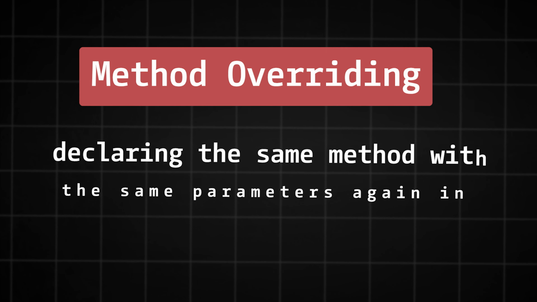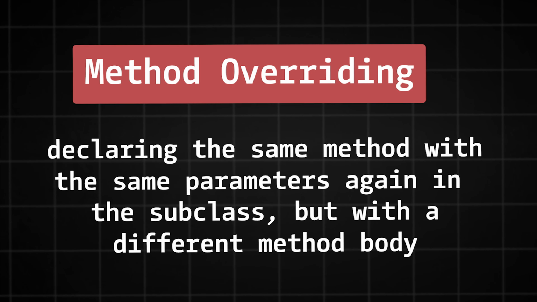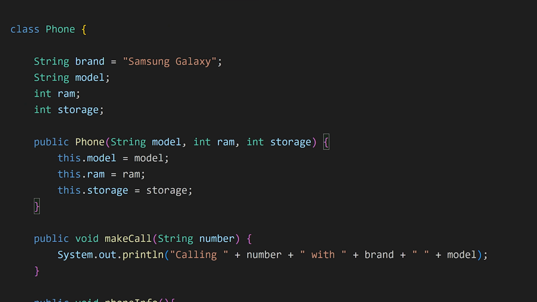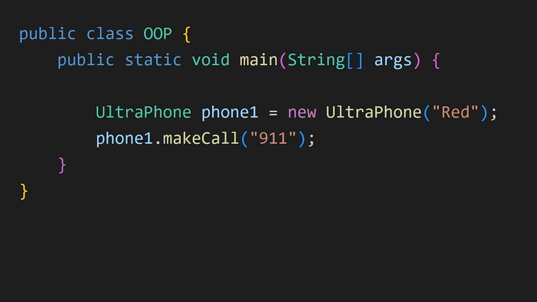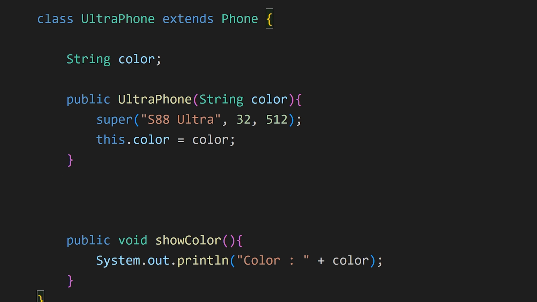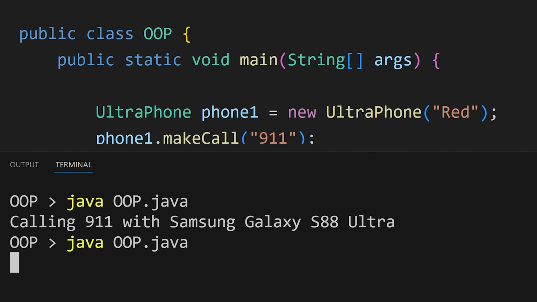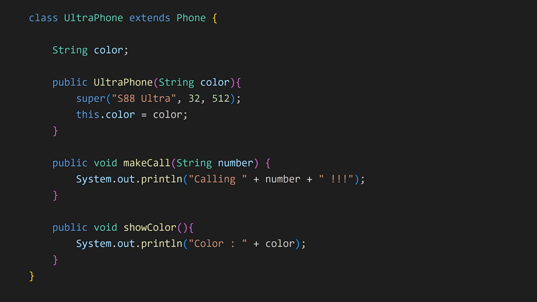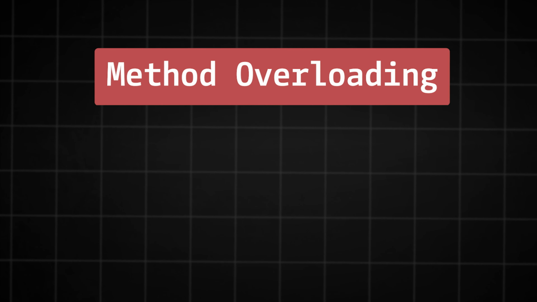Method overriding means declaring the same method with the same parameters again in the subclass but with a different method body. For example, in our phone class, we have the makeCall method. If I create an object of our subclass and call the makeCall method, the makeCall method from our superclass is executed. However, if I declare the same method again in my subclass with different logic, then when calling the method, the code from the subclass is executed. In this way, if needed, we can change the logic of the methods for our subclasses through the concept of method overriding.